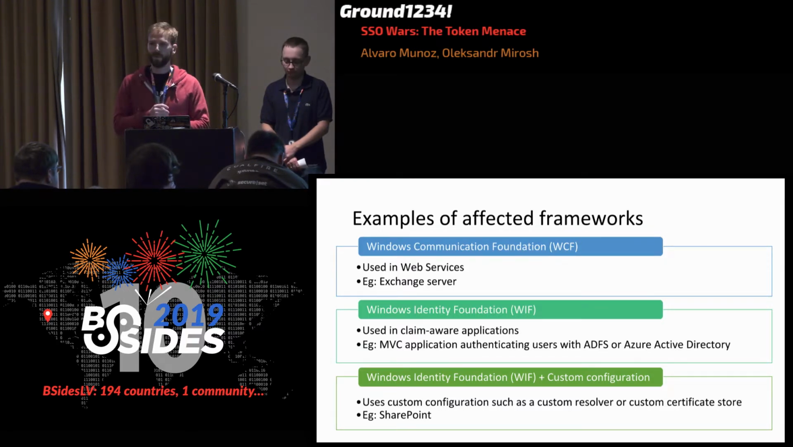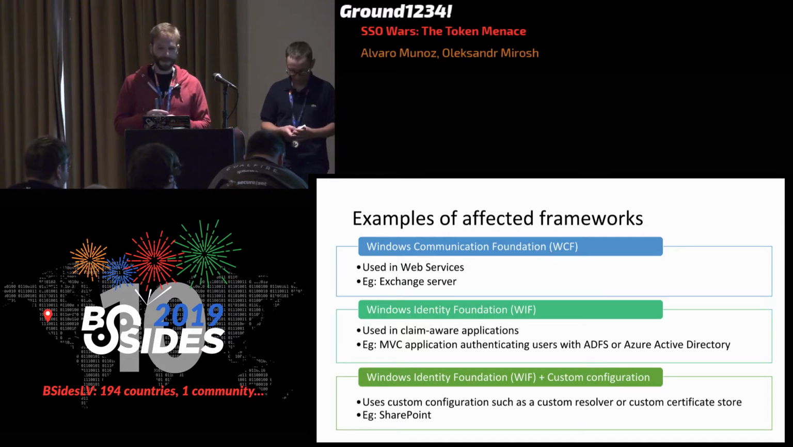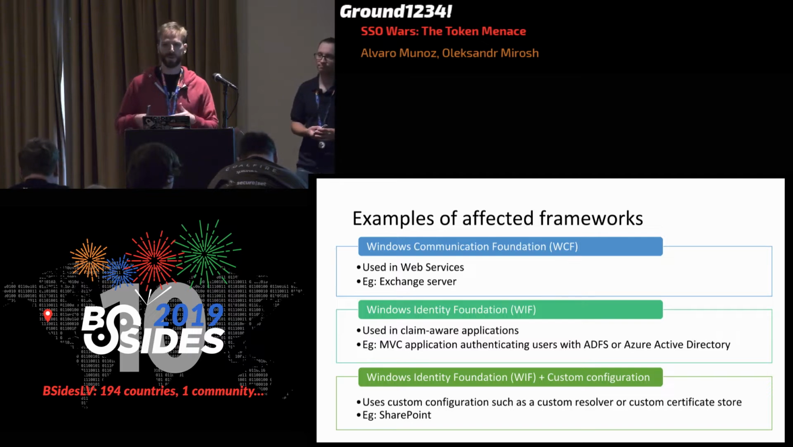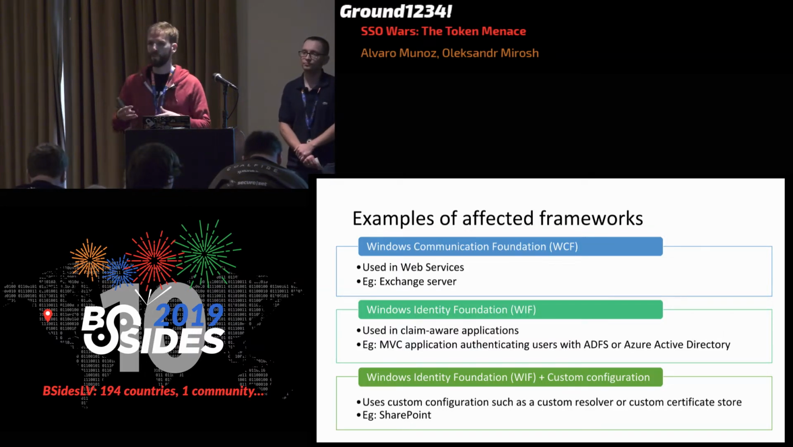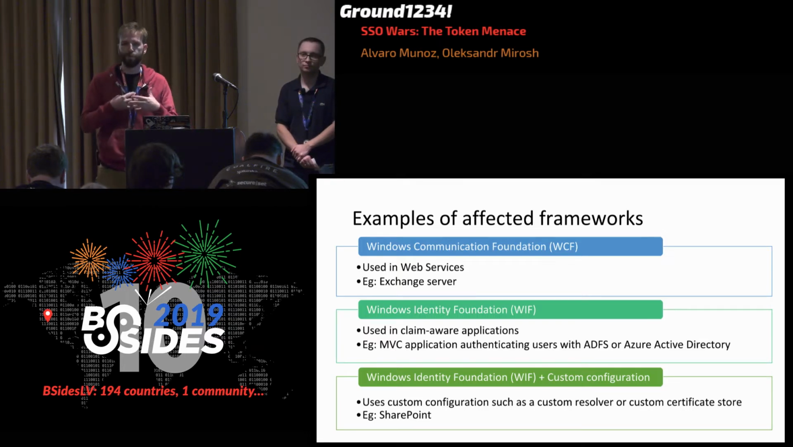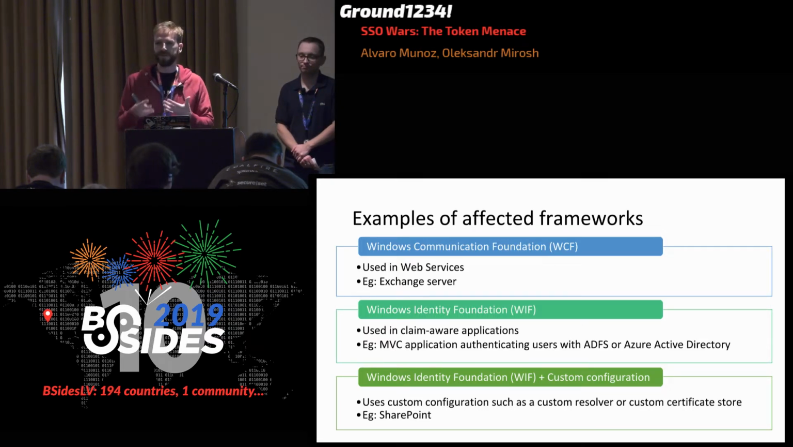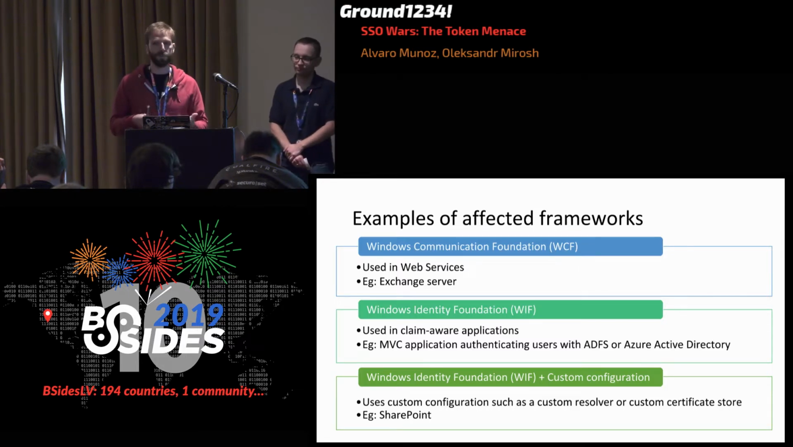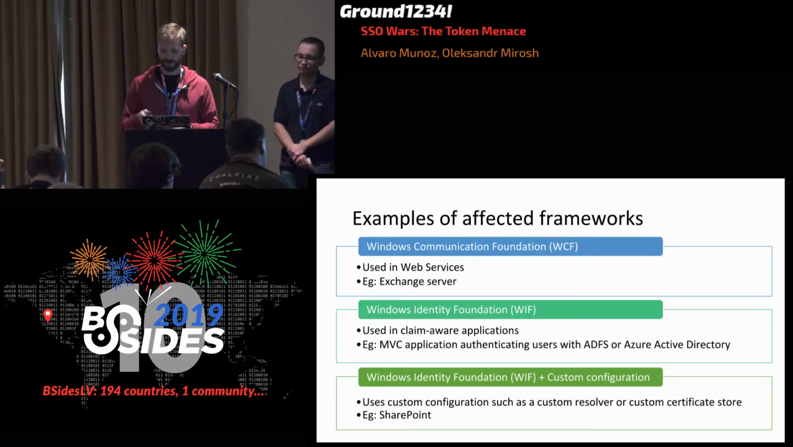The second one will be Windows Identity Foundation, that is basically used for any application that wants to integrate with an identity provider. So if you want to process authentication tokens and extract the claims, you don't want to do that on your own, reinventing the wheel. You will be using Windows Identity Foundation to take care of that process. And last but not least, we will see how some applications like SharePoint actually customize the configuration of WIF and can make it even more vulnerable than in the default configuration.